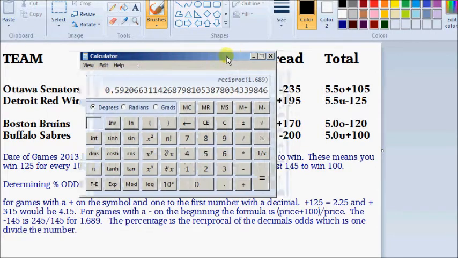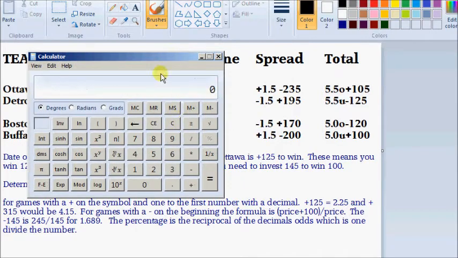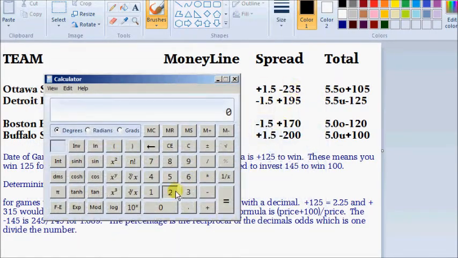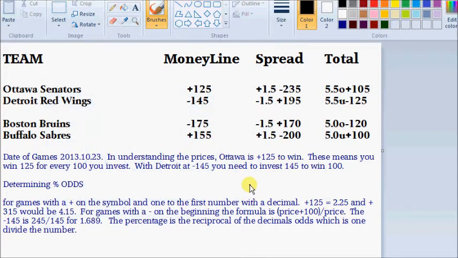59.2% shot of winning. If you take one of these big underdogs, let's say Detroit to win by 2 at plus 195, so we take 2.95, and we take the reciprocal of that, 33.9%. You basically have to be 36, 37, 38% sure that's going to happen and be good within your analysis to have an edge. So now let's take a look at it.